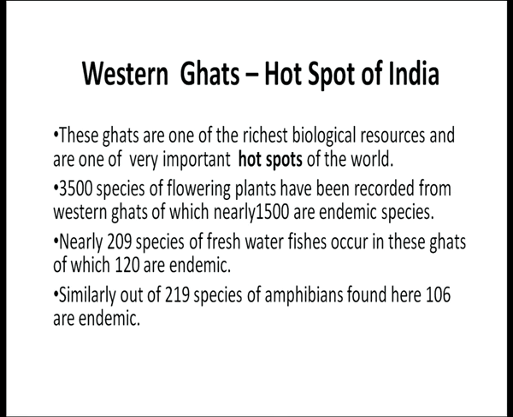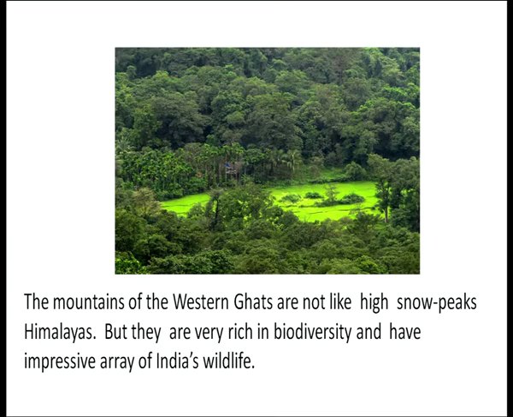There are nearly 209 species of freshwater fishes on these Ghats, out of which 120 species are endemic. Similarly, out of 219 species of amphibians found over here, 106 are endemic species. This picture is of the mountains of Western Ghats, which are not like the snow peaks of the Himalayas, but they are very rich in biodiversity and have an impressive array of wildlife.